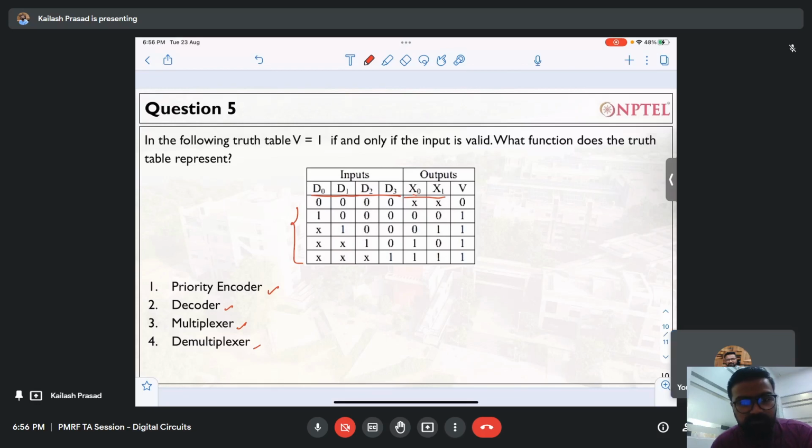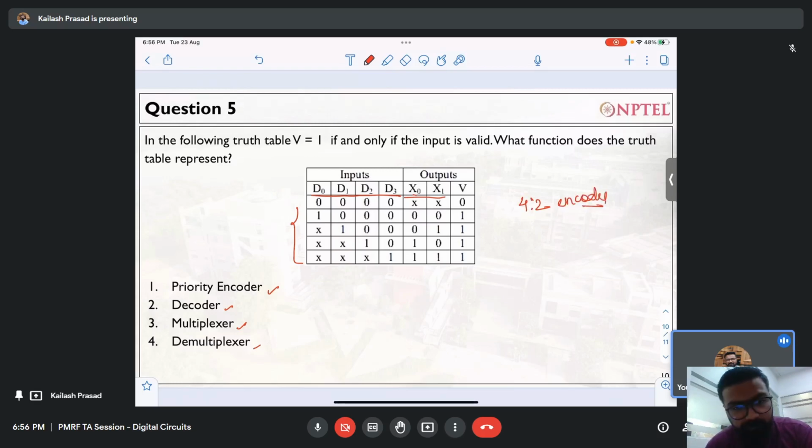Priority encoder. Why do you say that? We are considering only the most significant one. Correct. So what is the dimension of this encoder? X is to Y. So what should be X and Y? It is 4 is to 2, a 4 is to 2 encoder.